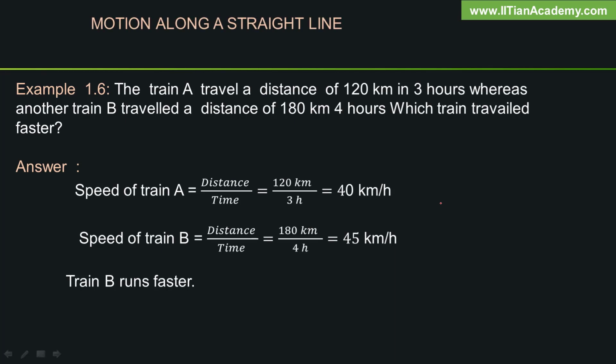Here, we have to calculate and compare the speed of two trains. Speed of train A is calculated as 120 divided by 3, which is 40 kilometers per hour, and speed of train B is calculated as 45 kilometers per hour. Hence train B runs faster than train A.